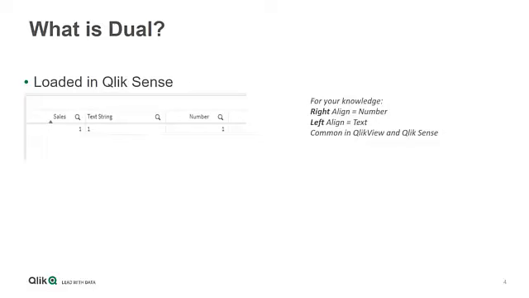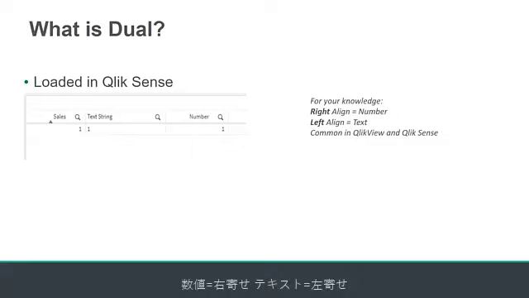But before that, one piece of knowledge good for you to know is that when you look at the field value, if it is right aligned, it means number. If it is left aligned, it is text. This is common in QuickView and QuickSense. It is really an important thing for you to remember.